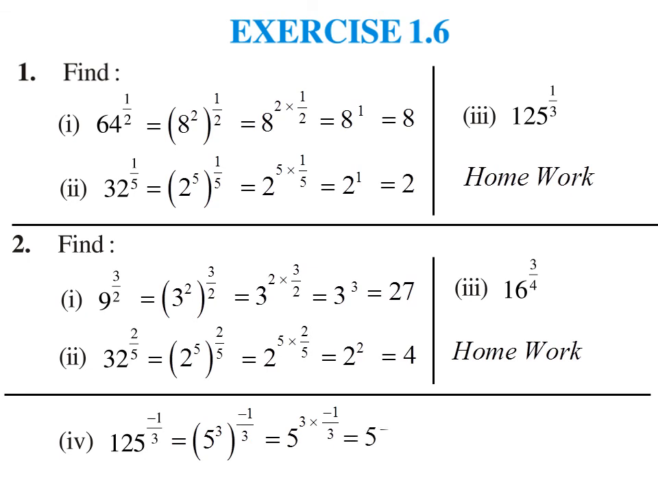3 will be cancelled out. So I will get 5 to the power minus 1. Or if you have to simplify, you can say it is also 1 by 5. So how will it become 1 by 5?